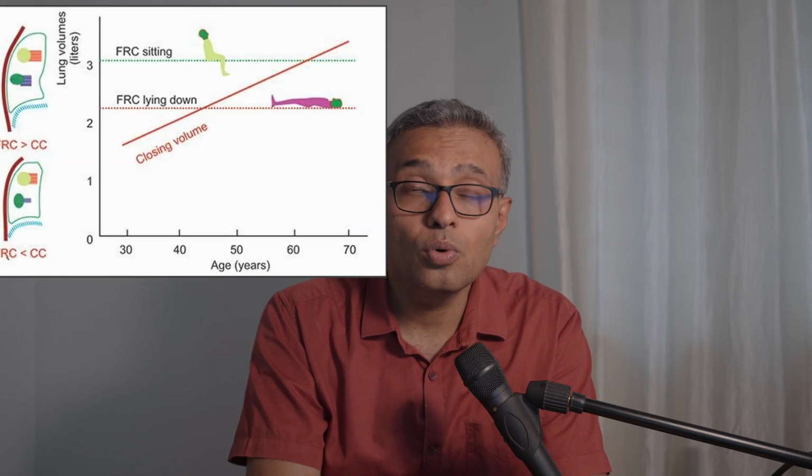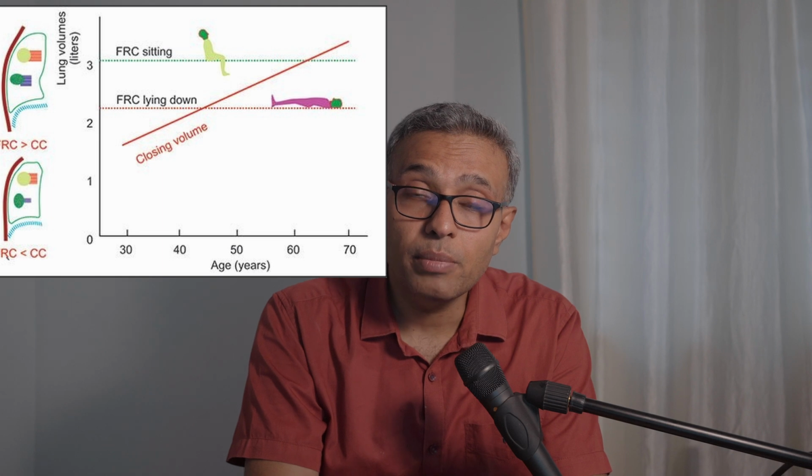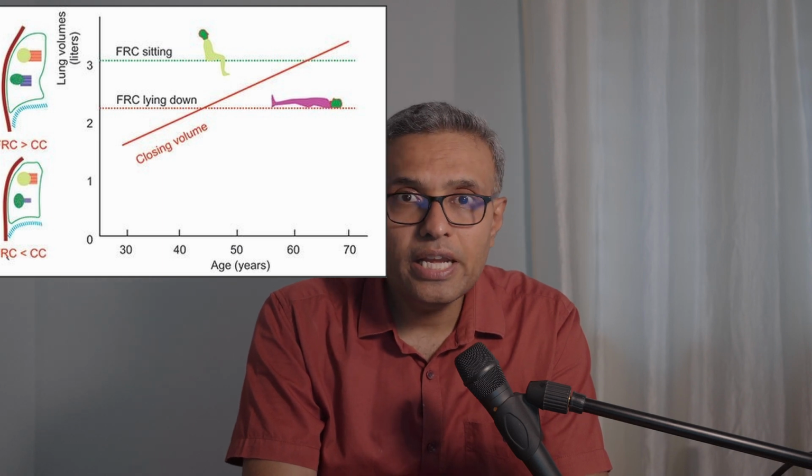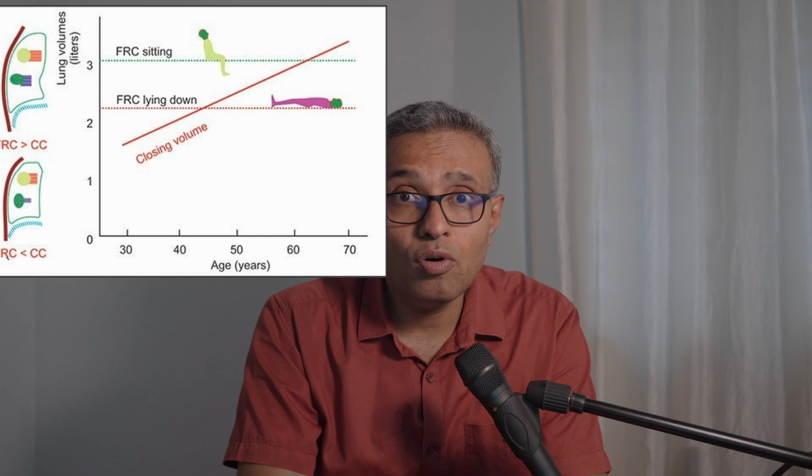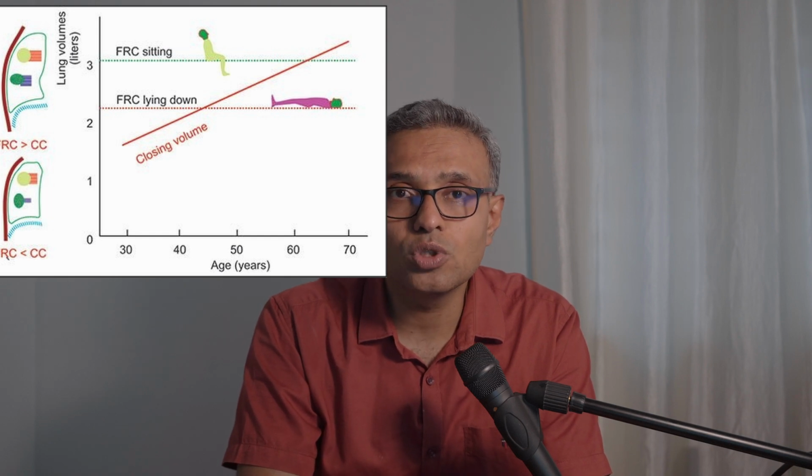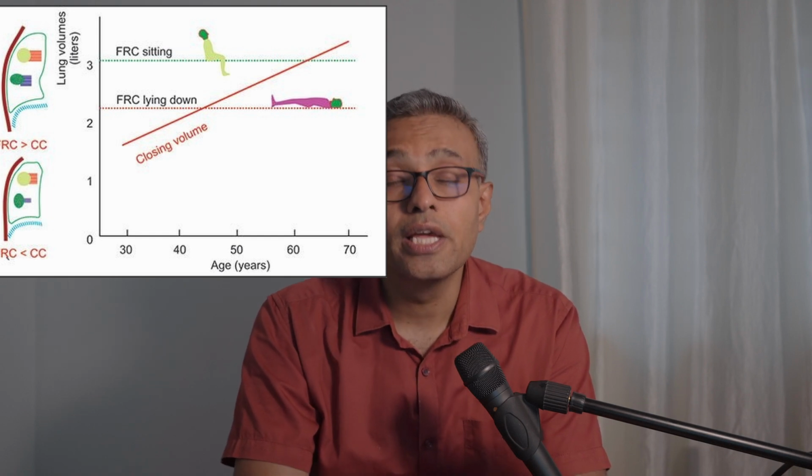There are many factors which can influence the closing capacity: age, body position, lung disease, and even smoking. With increasing age, your closing capacity increases. By the time a person reaches 40 years, the closing capacity matches that of the functional residual capacity, so atelectasis starts happening by the age of 40. And by the age of 65, the closing capacity is almost equivalent to the functional residual capacity. Even in the sitting position, many of the alveoli start collapsing.